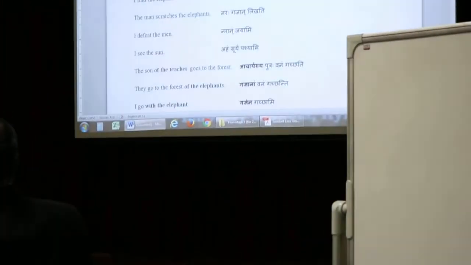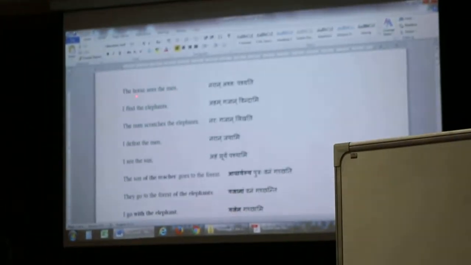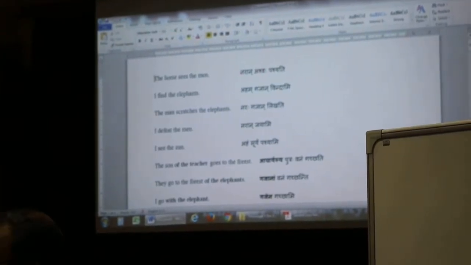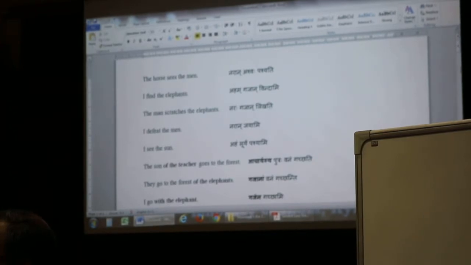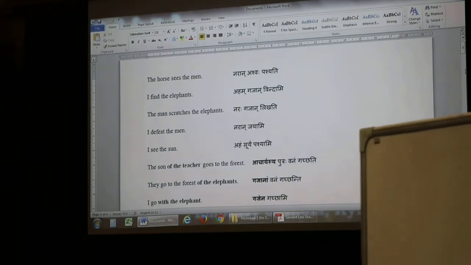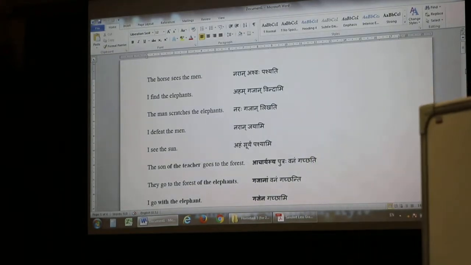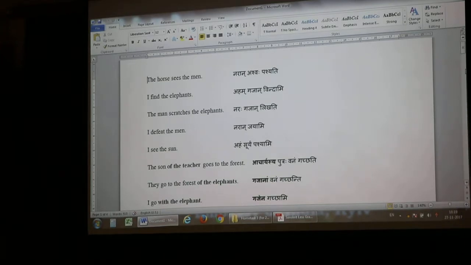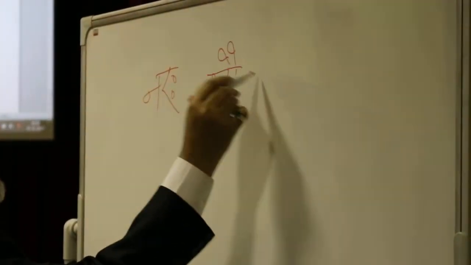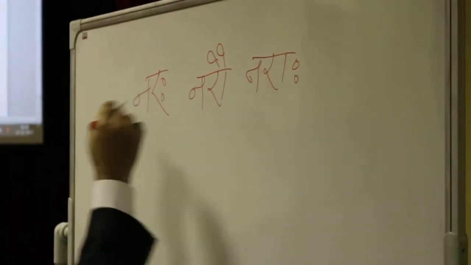So generally speaking, in the order in which it is written in English, it should have been Ashwa Naran Pashyati. That's able for object, we have ended like not N before but M. If you see the chart, Narah, Narau, Nara. This is the Karta, first person.